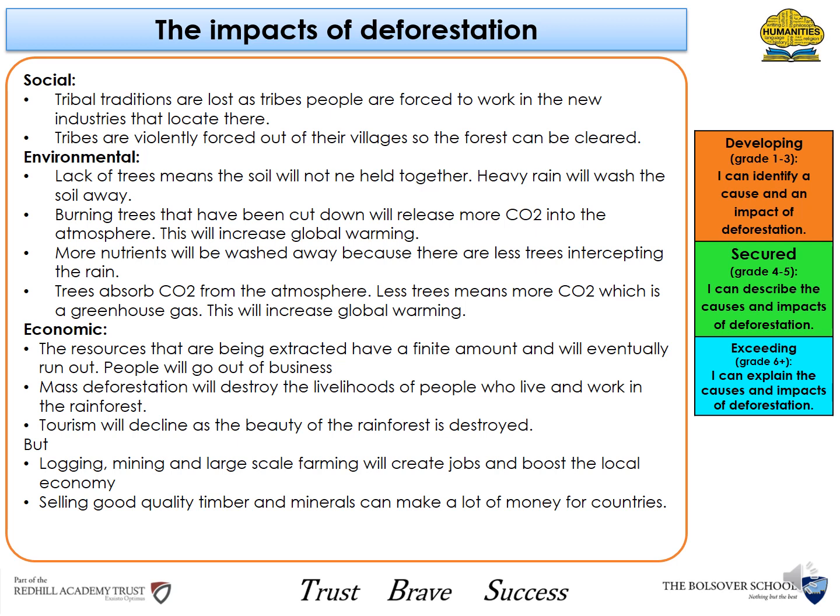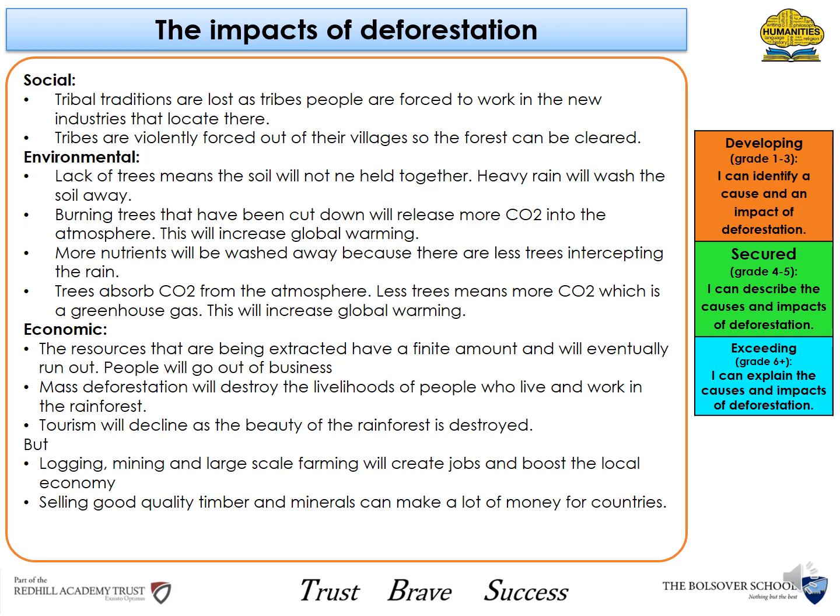Environmental impacts are all very negative. So the lack of trees means that there's no soil. The soil's not held together, whatever that's supposed to be there. Heavy rain will wash that soil away, so we'll get massive amounts of soil erosion in the rainforests, and that will then contaminate the rivers with soil, so the rivers will become a lot more brown looking, and therefore the fish in the rivers won't be able to survive.